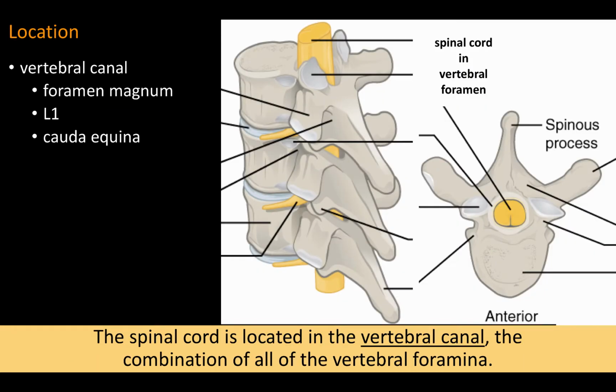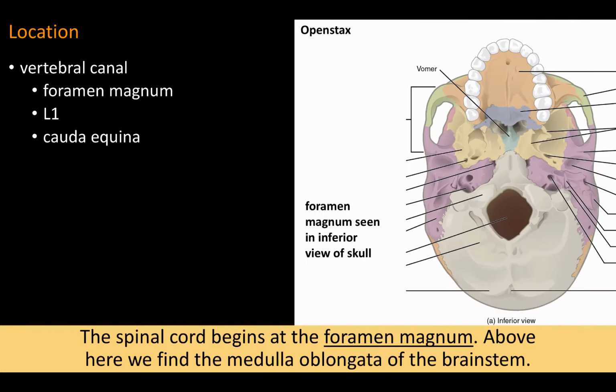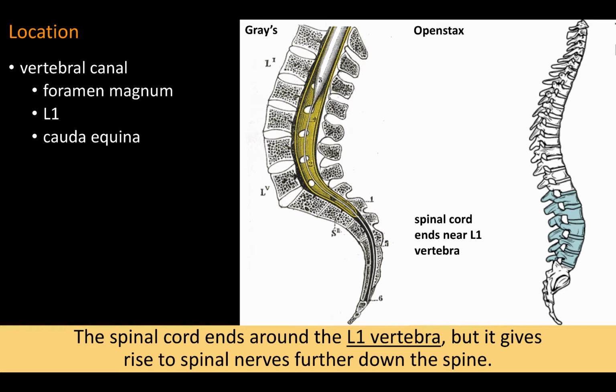The spinal cord is located in the vertebral canal, the combination of all the vertebral foramina. The vertebral canal is part of the dorsal cavity, where we also find the brain in the cranial cavity. The spinal cord begins at the foramen magnum. Above here, we find the medulla oblongata of the brainstem. The spinal cord ends around the L1 vertebra, but it gives rise to spinal nerves further down the spine.